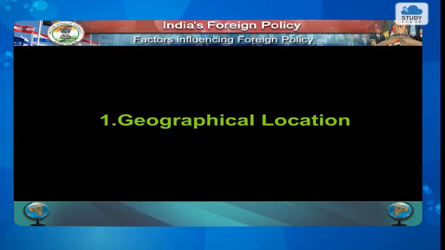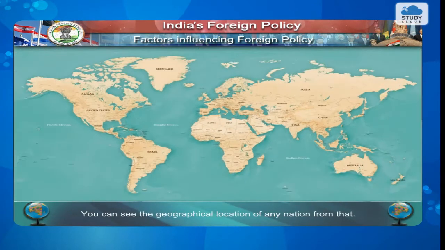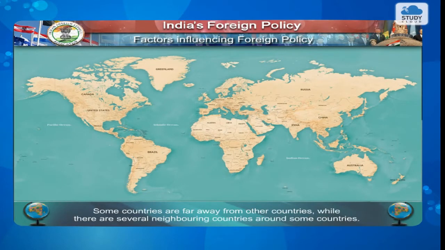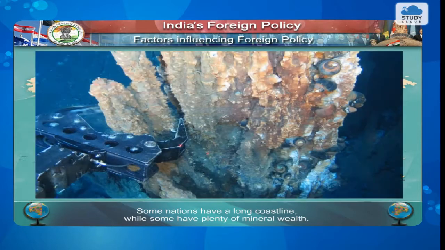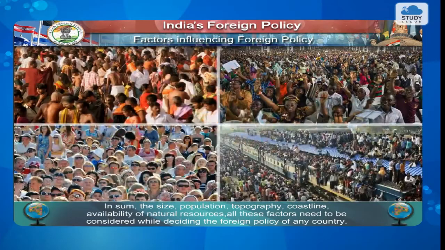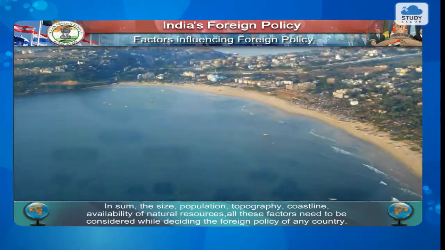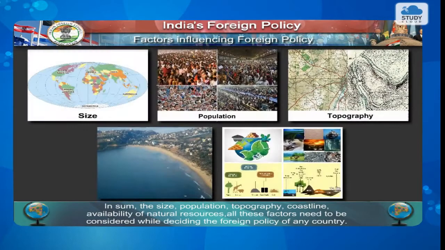1. Geographical location. You must have seen the globe or map of the world. You can see the geographical location of any nation from that. Some countries are far away from other countries, while there are several neighboring countries around some countries. Some nations have a long coastline, while some have plenty of mineral wealth. The size, population, topography, coastline, and availability of natural resources, all these factors need to be considered while deciding the foreign policy of any country.